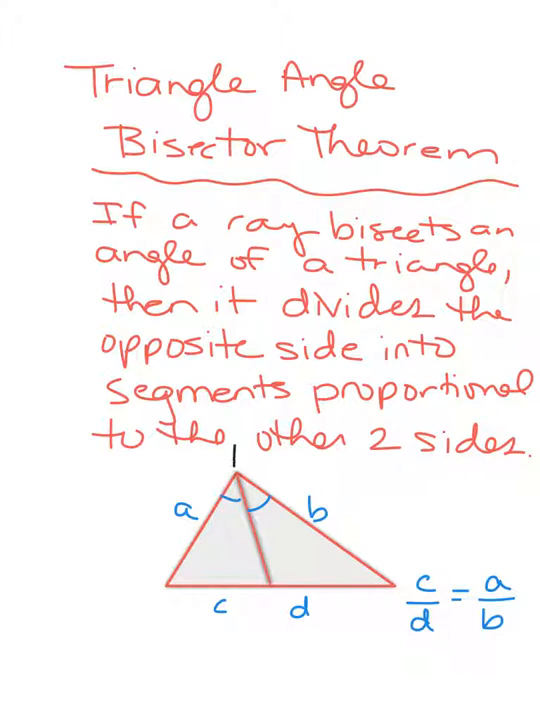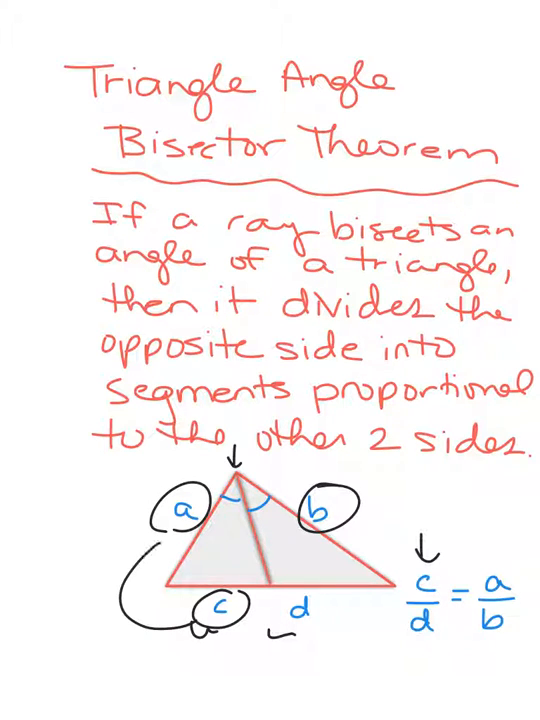So here's my ray right here. What it's saying is it divides these opposite sides, C and D. So C over D is equal to A over B. C is my numerator, the side next to it is also my numerator, and the same thing with D. D on this side is my denominator, so I need to make sure I match that up with B.